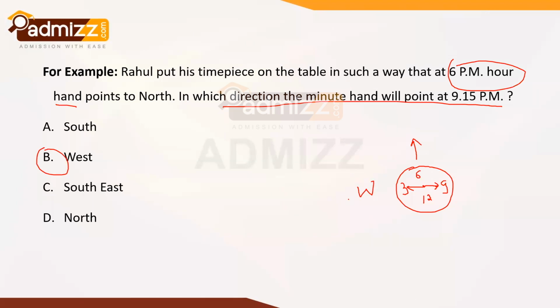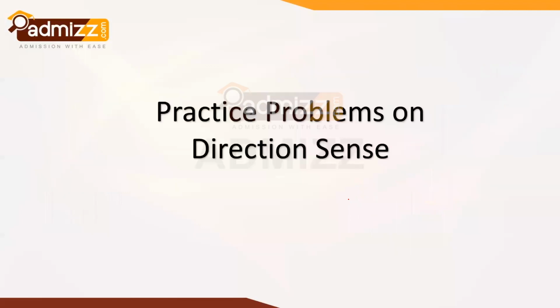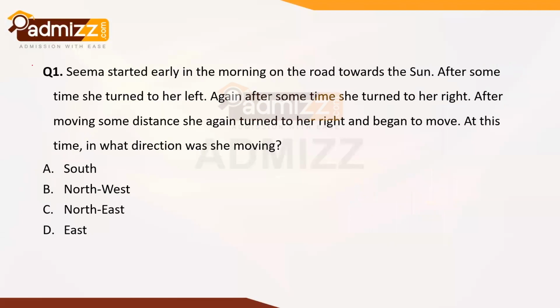All right, with that done, these are the types of questions you'll be asked. Let's start promptly because we've got really limited time. Seema started early in the morning on a road towards the sun. Now we know that the sun rises from the east, so she is traveling towards east, right?